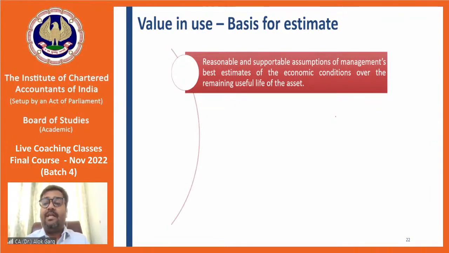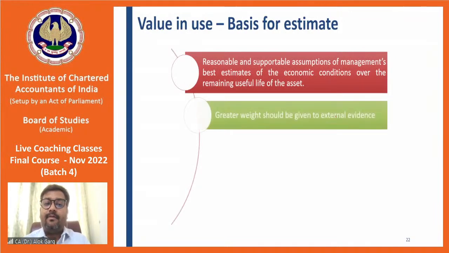For example, management will say that the similar machinery in my company or in the market is providing such a kind of outflow, right? Or the economic life, or let's say the life is already printed on the invoice of the machinery. The technical life is 10 years, for example, right? So you should have supportable assumptions for that. Greater weight should be given to the external evidence. For example, the technical life is 10 years. So the greater importance, greater weightage should be given for external evidence, not for the internal evidence, right?